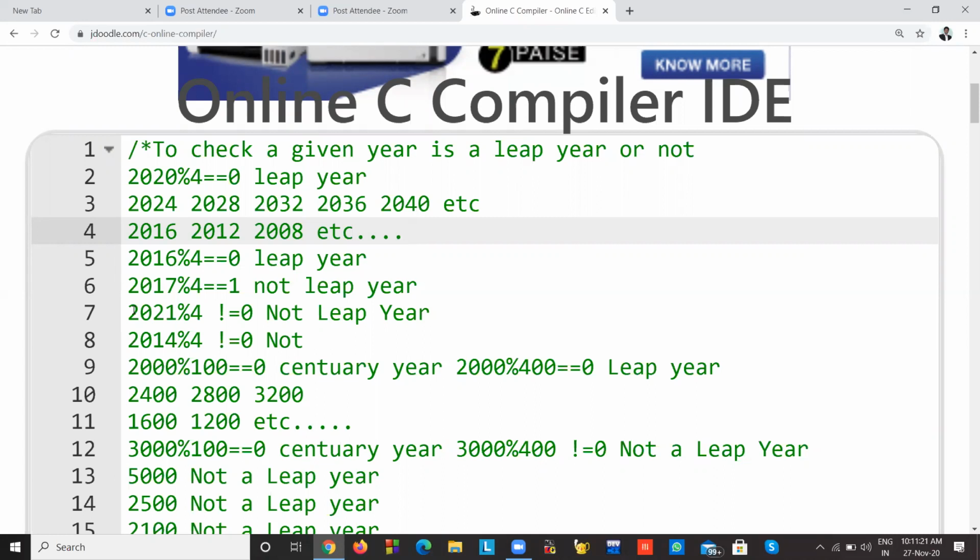There are two types of years: century and non-century. If it is a century year, in order to check whether it is a leap year or not, divide by 400. If the remainder is 0, it is a leap year.